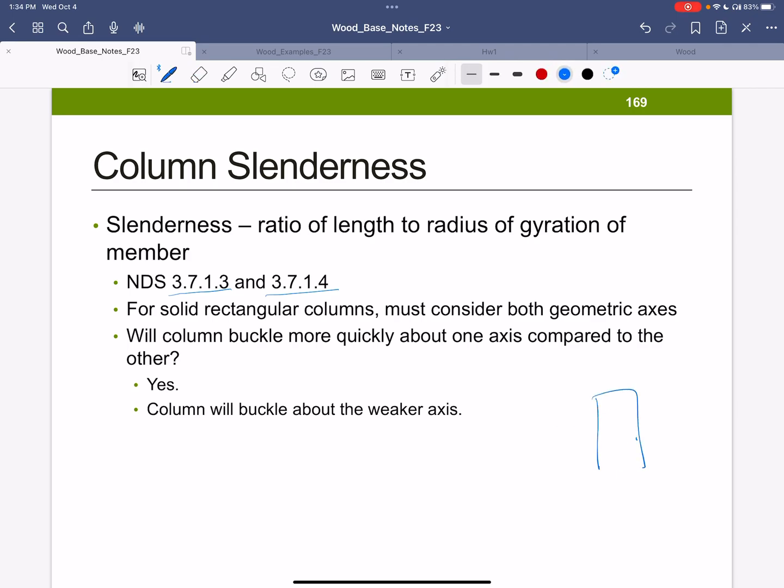Let's look at this guy. If this is a sawn lumber, so it's all the same material, basically all parallel to the grain, I have an axis here and an axis here. This is the strong axis because I've got more material farther away, and then this guy is the weak axis bending, right? And it's going to buckle in the weak axis direction.